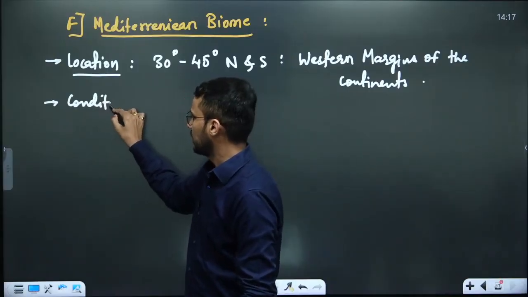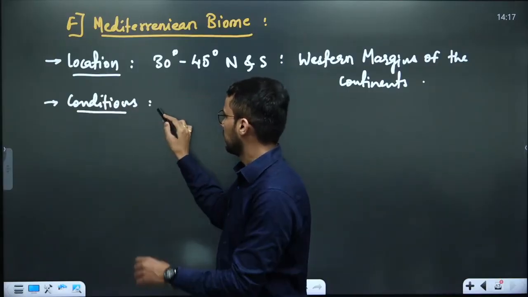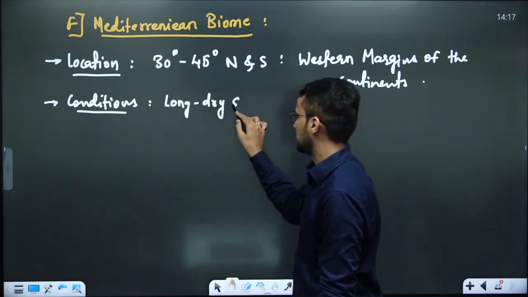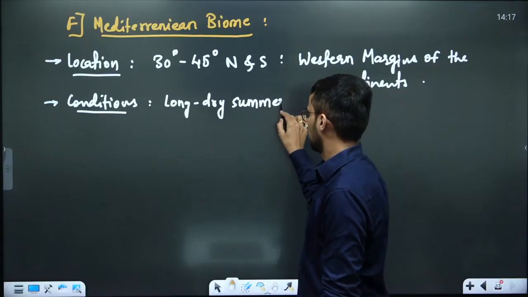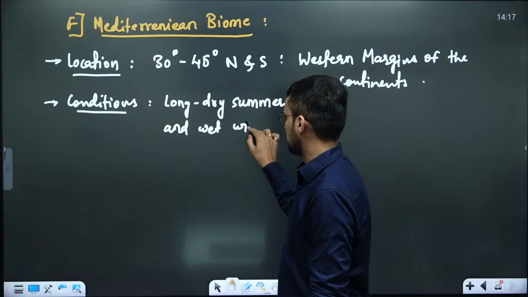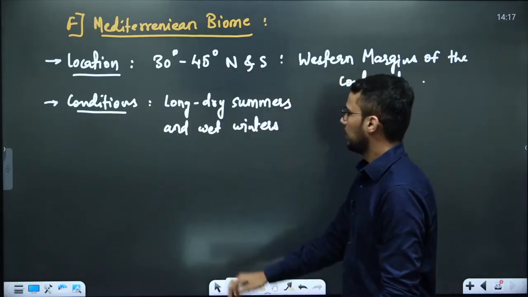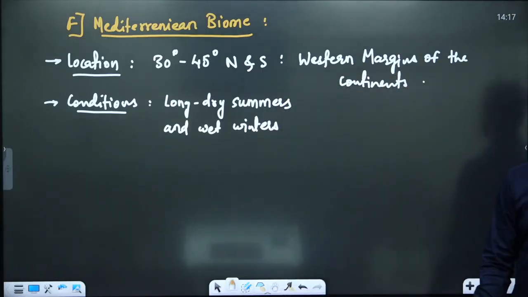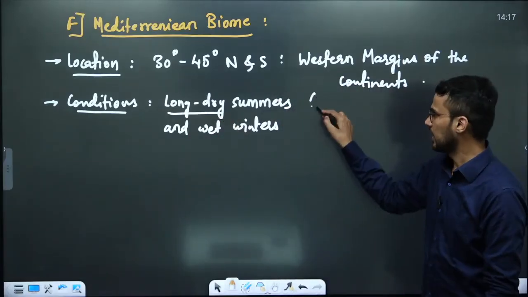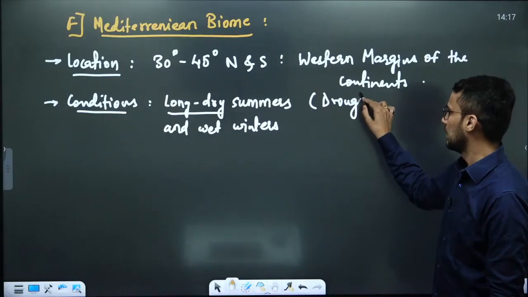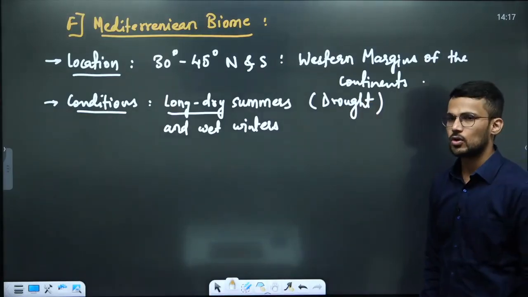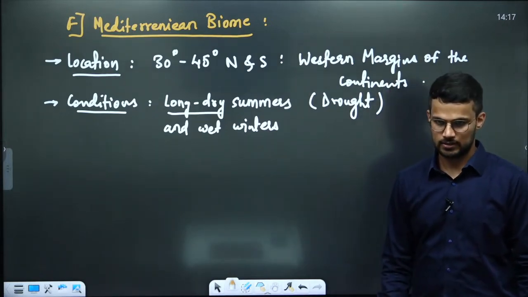Next is conditions. Now here we will write conditions separately. Long dry summers and wet winters. In these areas, summer seasons are long and dry, and as a result, drought conditions prevail in these areas. Drought conditions prevail because of long dry summers.